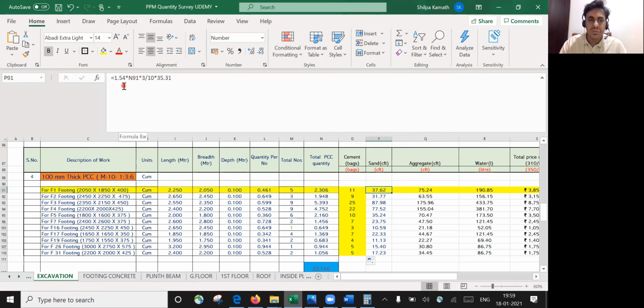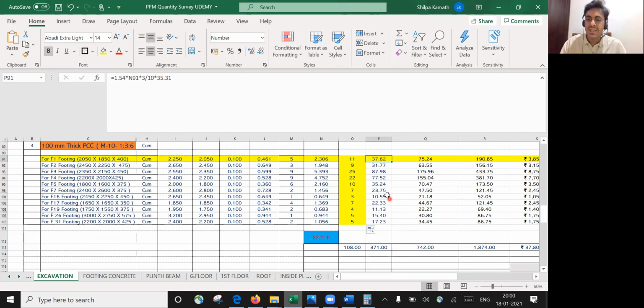See here, it is 1.54 into N91, which is 2.306. Multiply this by 3 because 3 is the ratio for the sand, and divide it by 10, and then multiply this by 35.31 because it's a conversion factor, and hit the enter button. You'll get the sand quantity in cubic feet, that is 37.62 cubic feet. This can be an odd number like 37.63 and all. It is okay, no issue with that. Try to do this for all the things. You'll get 371 cubic feet of the sand.